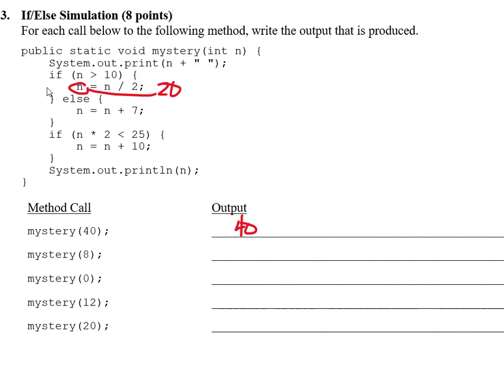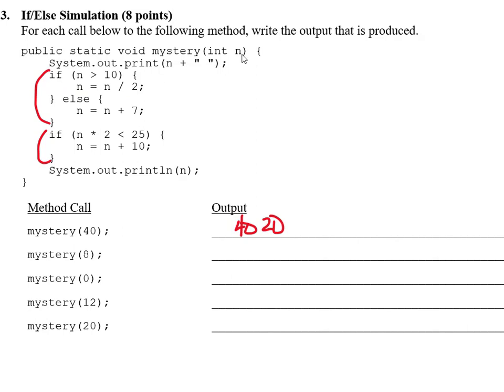But that's one if, and this is a completely different if. So we'll step into this if statement. If n, now n is 20, if 20 times 2 is less than 25, that's a false statement. There is no else, so we're done with this, and we will output whatever is in n, and this will be 40 space 20.